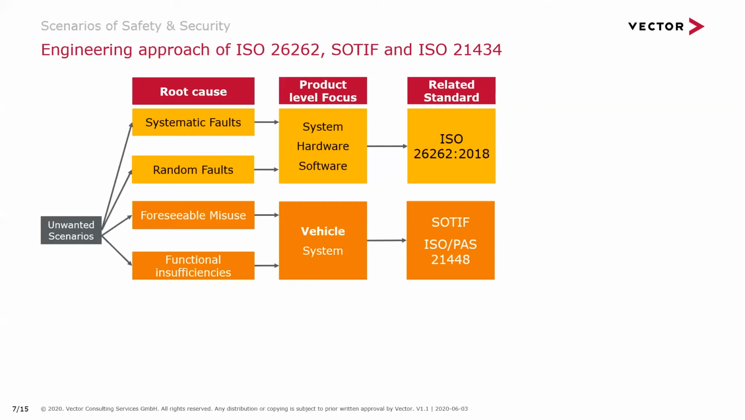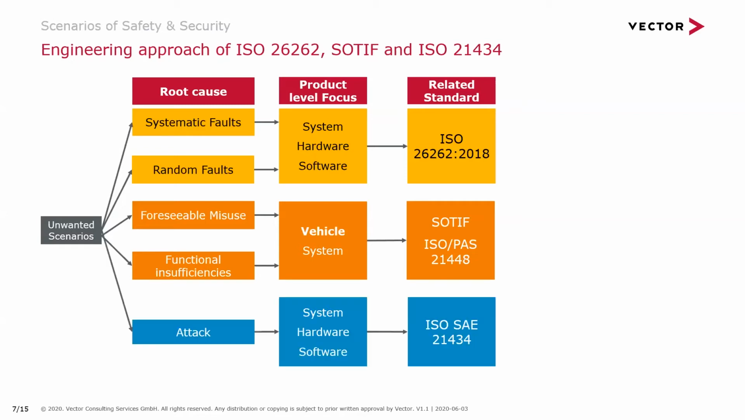Then we have the foreseeable misuse, so people can misuse electronic functions on the car, or we have functional insufficiencies, so again performance limitations on the vehicle and system level of the car, and that is covered by the standard ISO 21448, the SOTIF standard. And we have attacks as a root cause, which can of course utilize vulnerabilities on hardware and software level, and that also propagates to system level, and is covered by ISO SAE 21434.